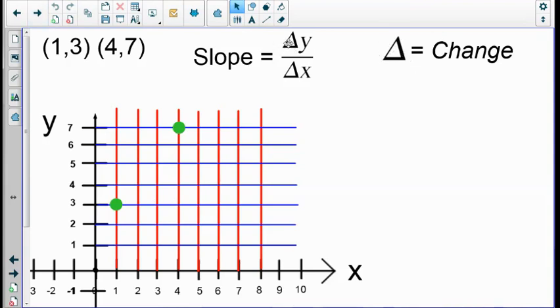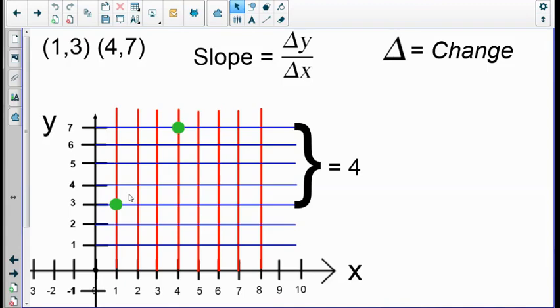So just to let you know, that is not a triangle. That is the Greek letter delta. And in mathematics, delta means change. It almost always means change. That's the Greek letter delta. It is not a triangle.